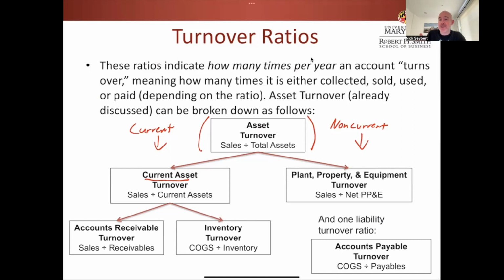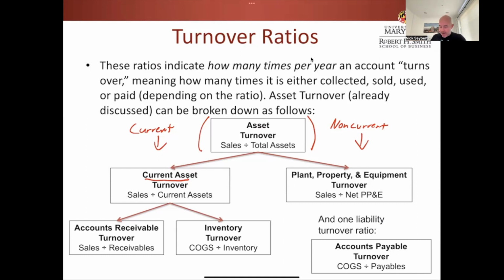So you might have heard of inventory turnover, okay? How many times per year does inventory turn over? Meaning how many times per year do you sell your inventory on average, right? Do you sell inventory 10 times per year, 1 time per year? What is it? And accounts receivable turnover is how many times per year do you collect accounts receivable?